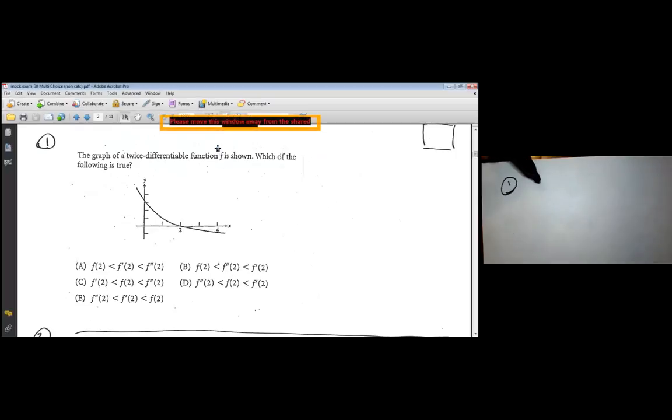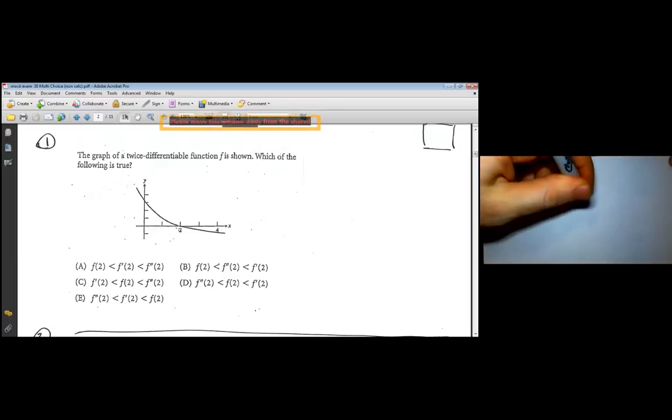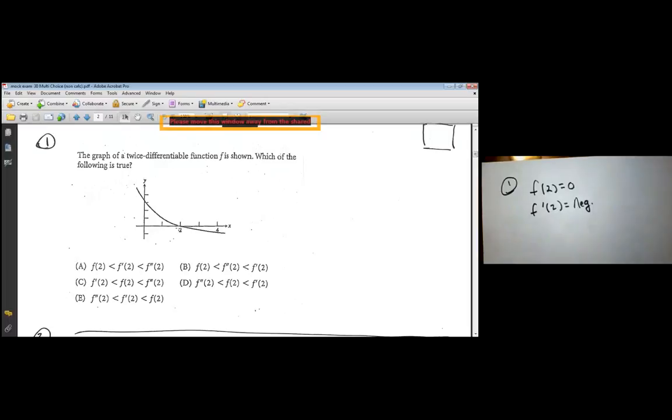And I'm looking at F. So they want me to compare F of 2, F prime of 2, F double prime of 2. So I know right away, F of 2, that's the graph I have, is 0. So F of 2 is 0. Next up, F prime of 2, that's going to be the slope of the tangent line here. I don't know what that slope is, but I know that that tangent slope would be negative.